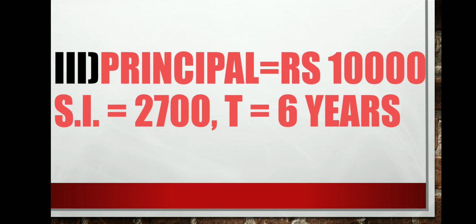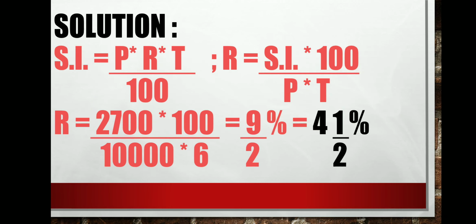Now the third part of question number 2: principal 10,000, SI 2,700, time 6 years, and what we have to find is the rate of interest. Again we'll use the sub formula R equals SI into 100 divided by P into T. SI is 2700 into 100 divided by 10,000 into 6, that comes to 9 by 2%, and it is written as a mixed fraction, 4 whole 1 by 2%.